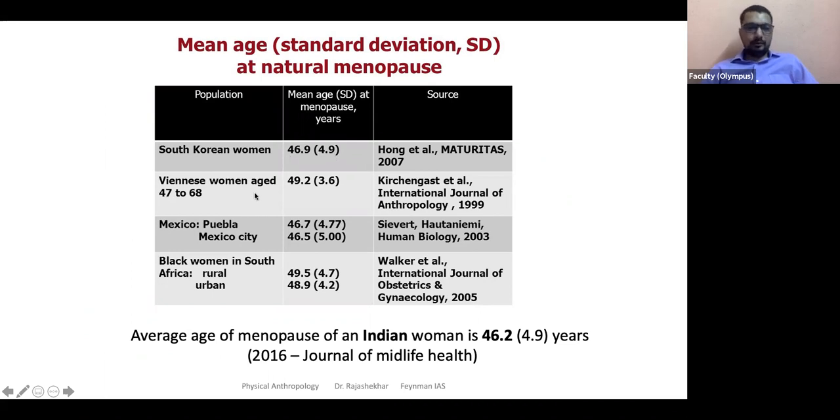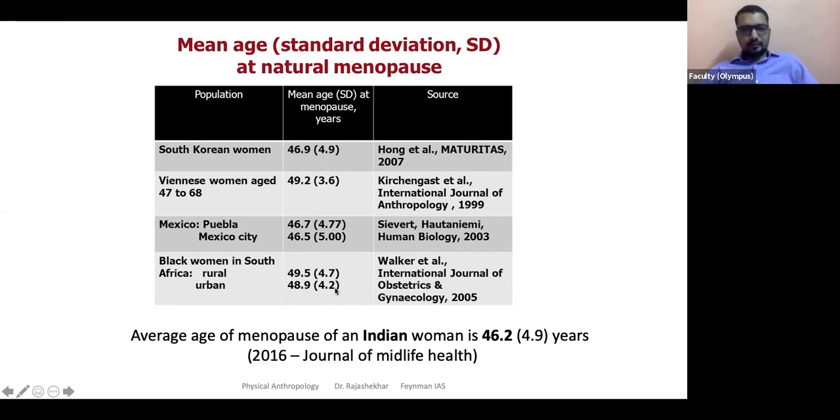Vietnamese or Viennese women actually show 49.2 plus or minus 3.6. So 46.7 or 46.5 for Mexico. Different cities, but approximately the same for us, no difference here. So 46.5 plus or minus 5. And the black women in South Africa, rural and urban areas, approximately 49 years plus or minus 5.